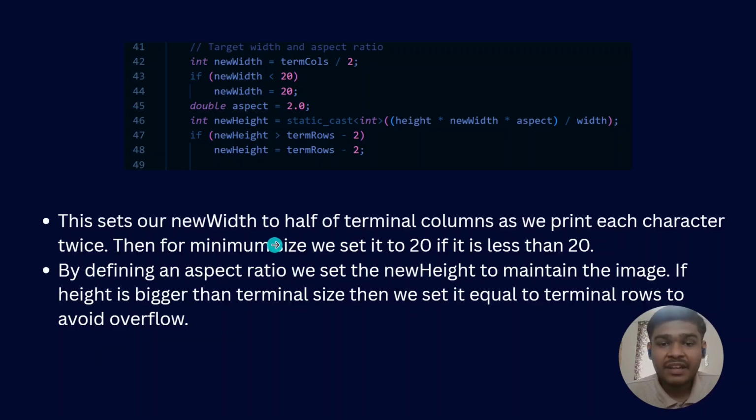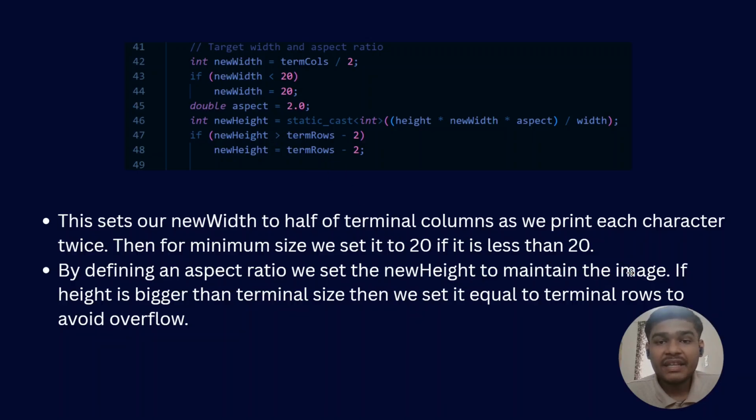So for minimum size, if the image is very small, like it has even less than 20 rows, then at least we need to get a bigger image. For that, we are setting the minimum size to 20 if it is less than 20. And by defining an aspect ratio, we define the new height to maintain the image.